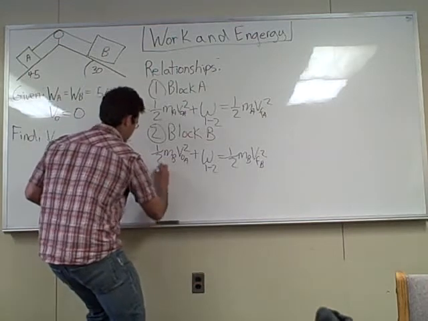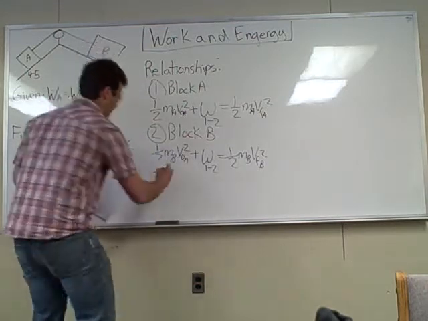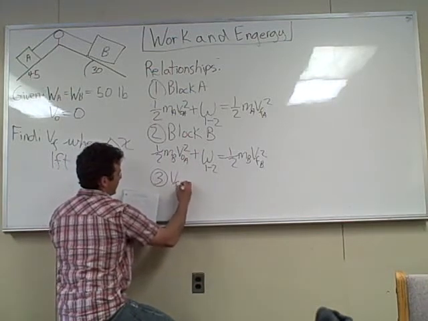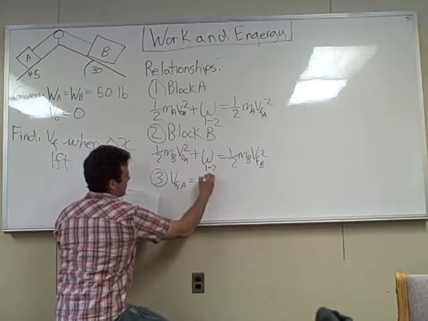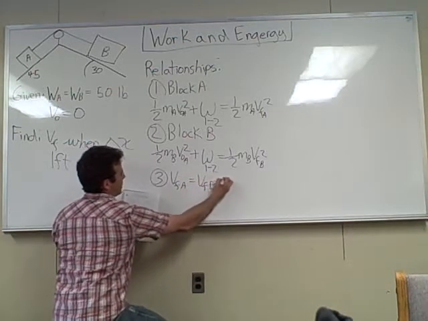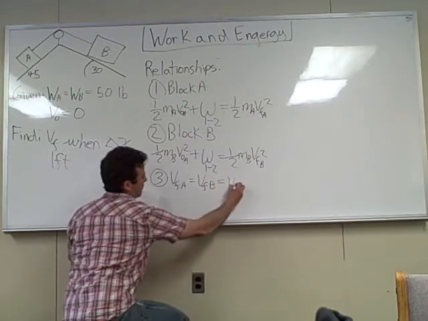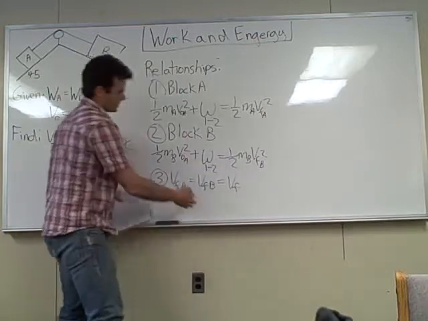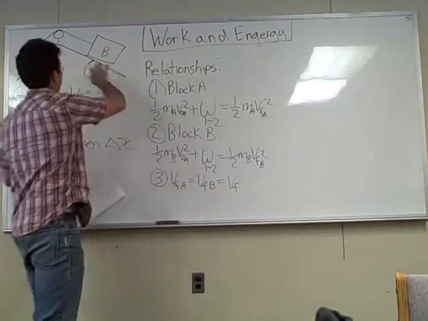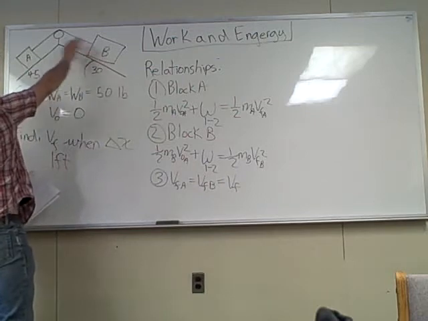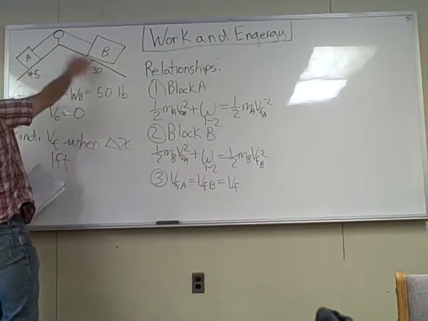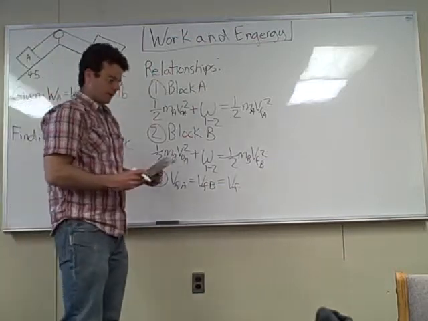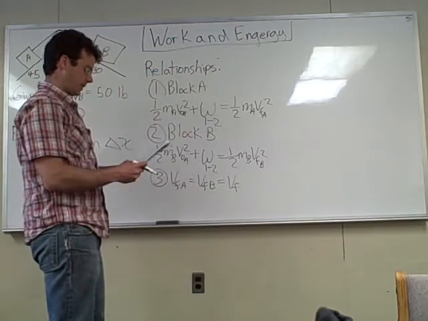And then our third relationship is going to be from the cable. We're going to see that the final velocity of block A equals the final velocity of block B equals the final velocity. Just for clarification, because of the cable relationship, the velocity of block A is always equal to the velocity of block B, because if A moves, then B moves an equal amount. The cable doesn't stretch, and the pulley doesn't have any friction or anything like that.